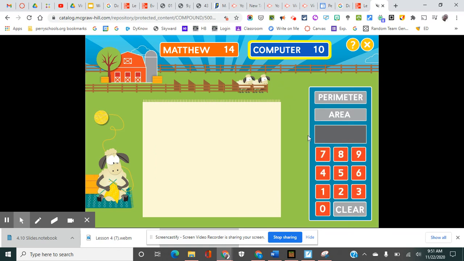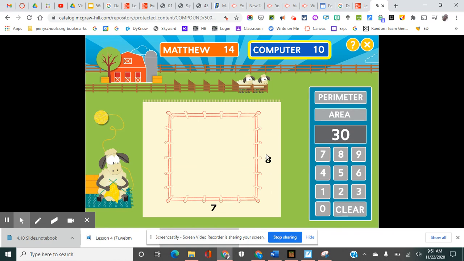So the perimeter got the area, right? So that was a good decision by me. I got the one that was worth more. Now it's the computer's turn, 7 and 8. The computer got 30 points by doing the perimeter, but that wasn't the best decision. Because if I do the area, 7 times 8 is 56. I'm going to get more points. Am I in the lead? Oh, I'm in the lead.